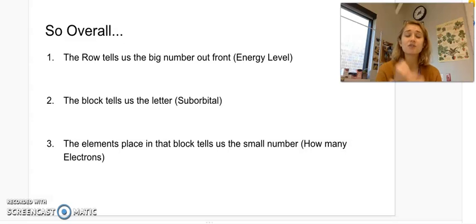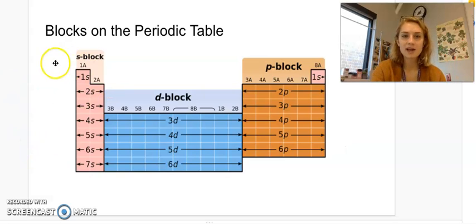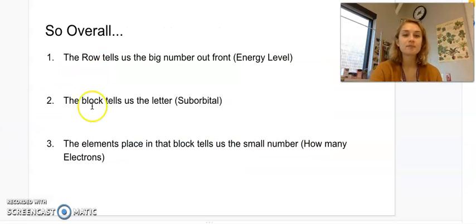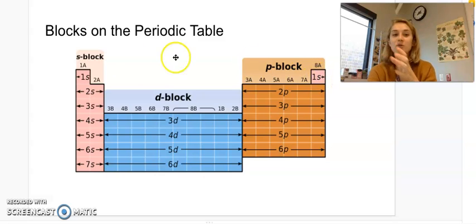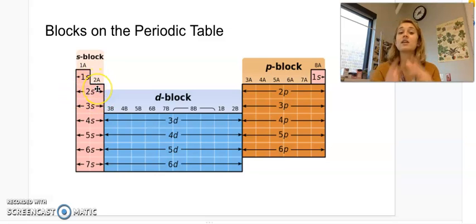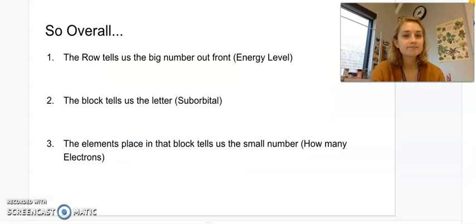So 1, the row number. The row number is going to tell us the big number that goes out in front, so the energy level that it's in. The block is going to tell us the suborbital. So if we look back here, this is row 1, so it has a big 1, and it's in the S block, so it's 1s. And then the last part is the element's place within that block, and that tells us the small number, so how many electrons it has. So this is 1s1. This should be 1s2 because it's the second one in this 1s orbital. This would be 2s1 and 2s2 because it's the first one and the second one, again, in that 2s orbital. So that tells me the number where it falls. And that's really the basics of how to write electron configuration.